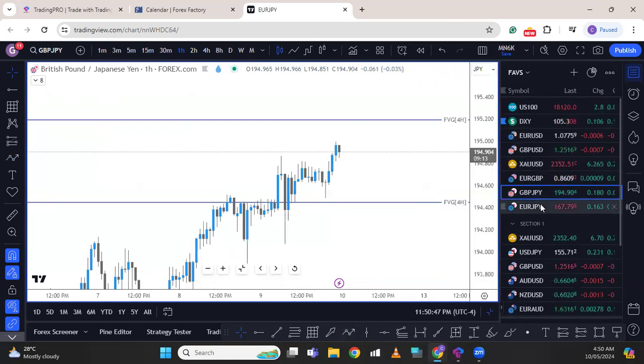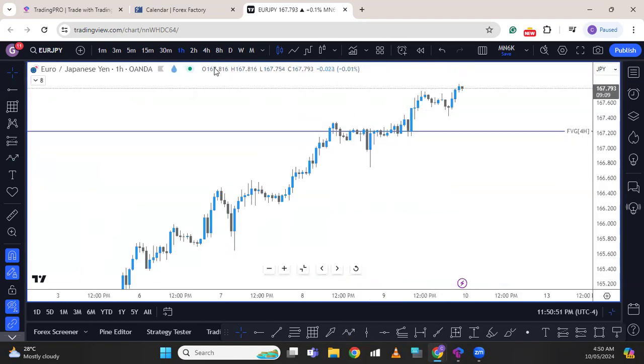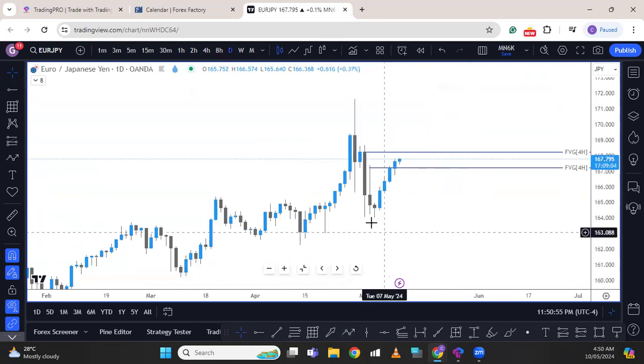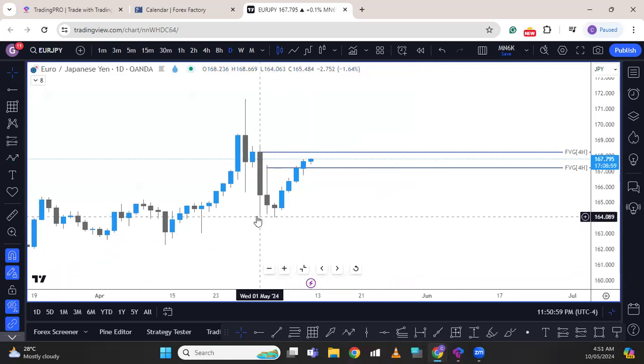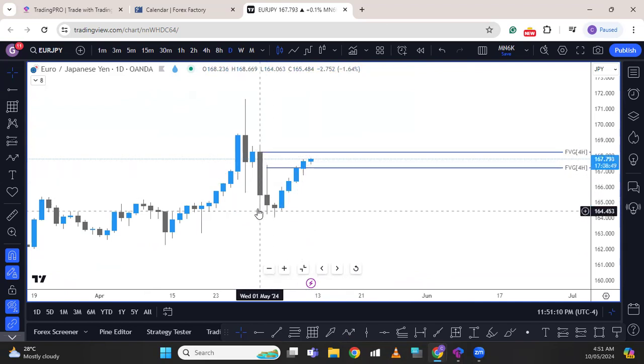Then the last but not the least, the euro pound. The euro pound is still bullish for now. It's still moving higher. If you notice, its range, it didn't close below its range. So we're within the body of this big bearish candle. So we have 1, 2, 3, 4, 5, 6, 7. 7 days worth of activity within one candle.